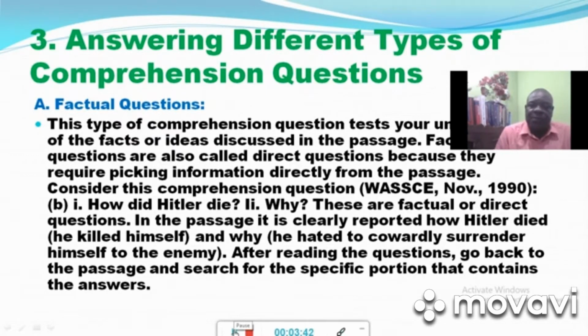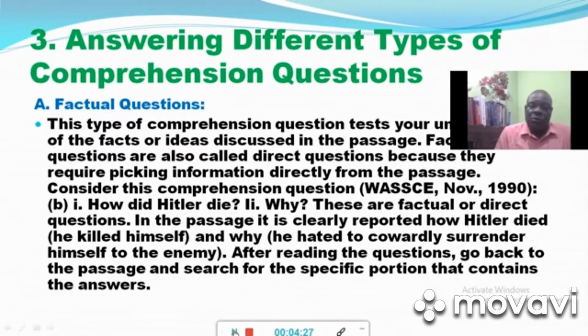Let's take an example from the WASSCE past question, and that is West African Senior School Certificate Examination of November 1990. Question B, sub question I, asks, how did Hitler die? Obviously, the passage is about Adolf Hitler of Germany and how he eventually died. And then the second question, which is question II, asks why. These are factual or direct questions because in the passage it is clearly reported how Hitler died and why he died the way he died.